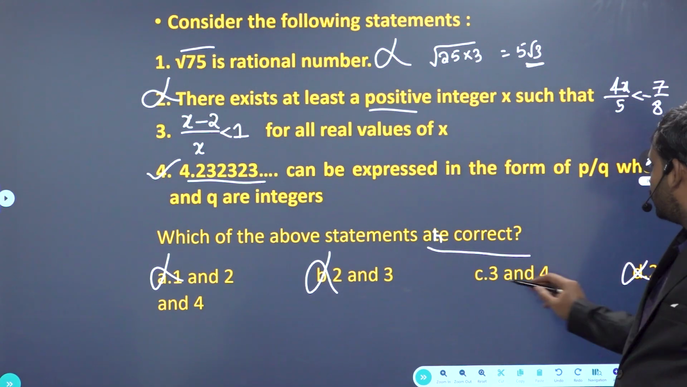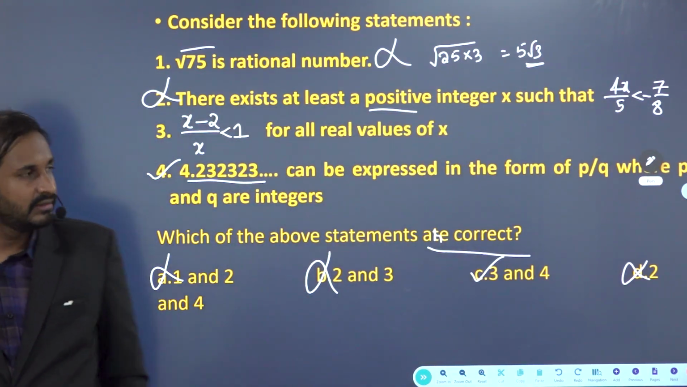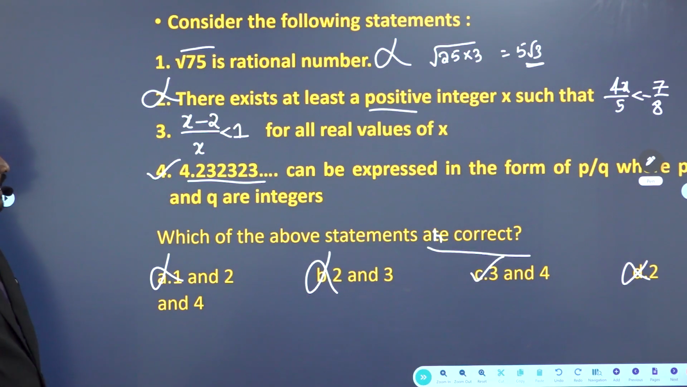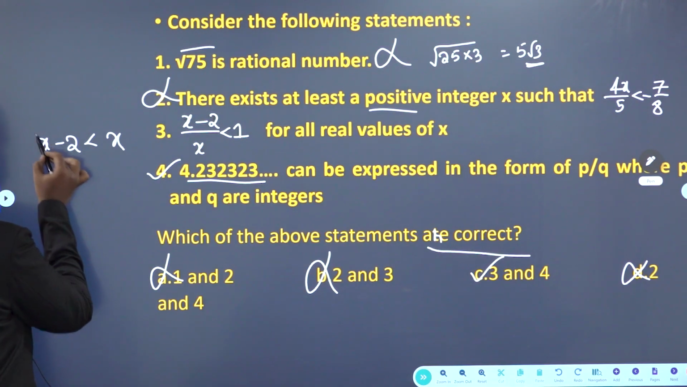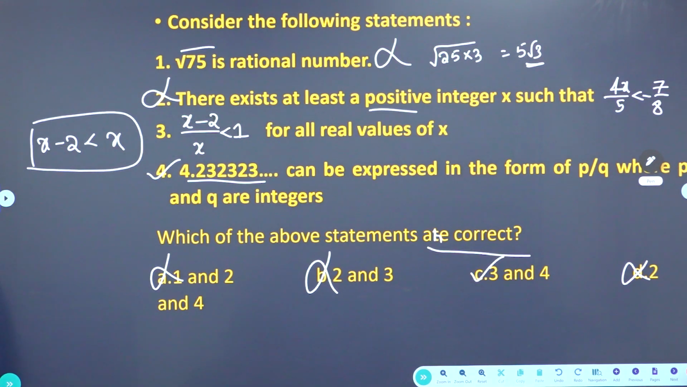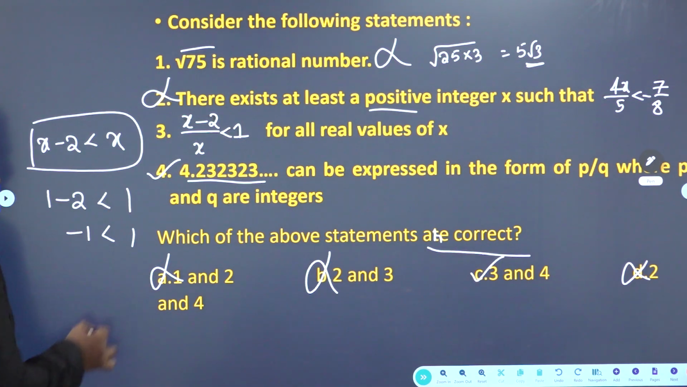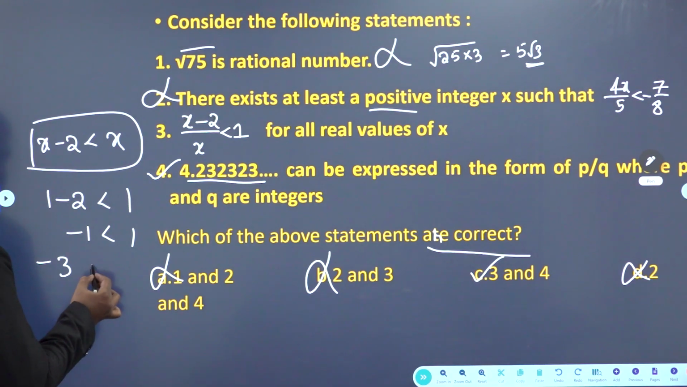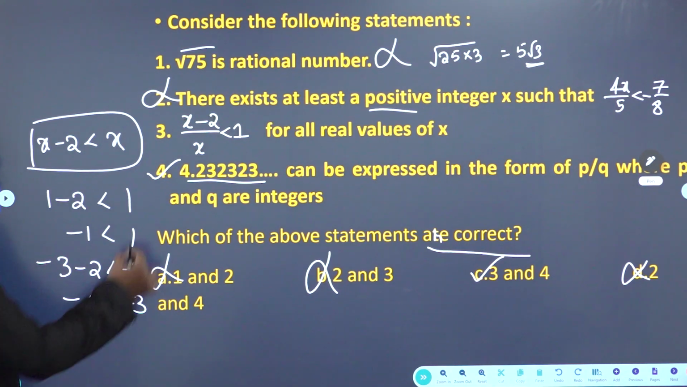The second one is wrong. So obviously by default I can mark my answer as 3 and 4. Third one and fourth one are correct. But for your understanding, we will check it once. See here, (x minus 2) by x is less than 1. So that means x minus 2 will be less than x for all real values of x. Is it true? Yes, for real values of x. If you take a positive value, x equals 1, then 1 minus 2 is less than 1. Why? Because minus 1 is less than 1. If I take a negative value, minus 3 minus 2 is less than minus 3. Why? Because minus 5 is less than minus 3. That one is also correct. So this one is always true.